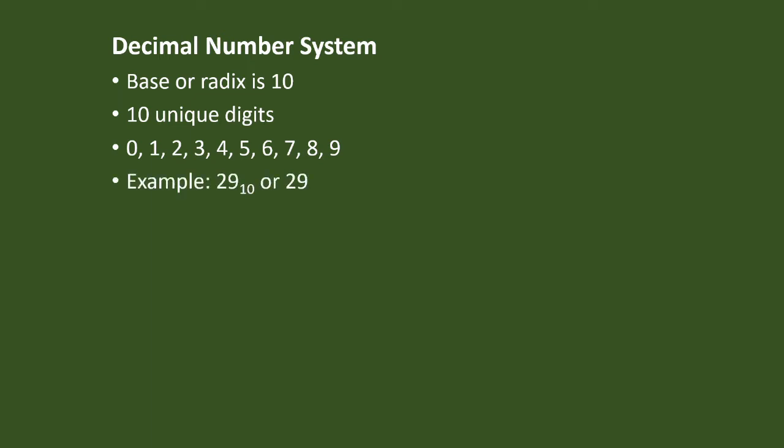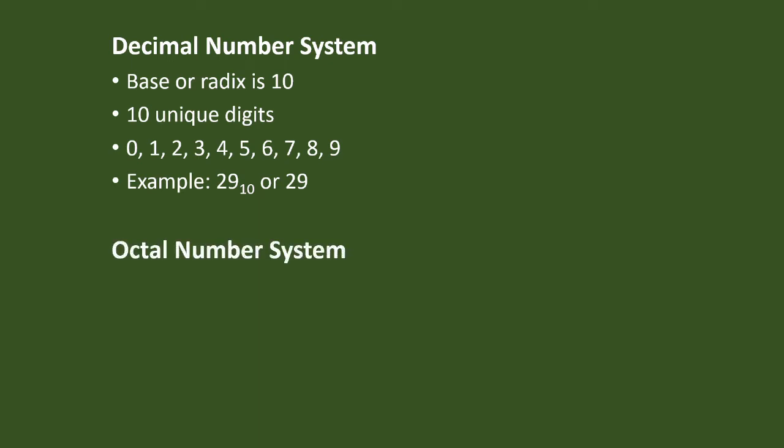Example, we write 29 base 10, or we just denote it as 29. So if a number has no subscript, the subscript here is the base or the radix of the number system. If a number is written without a subscript, then it is understood that it is in decimal number system.